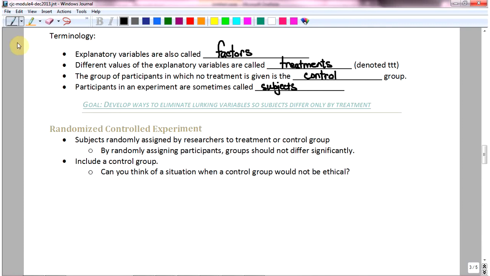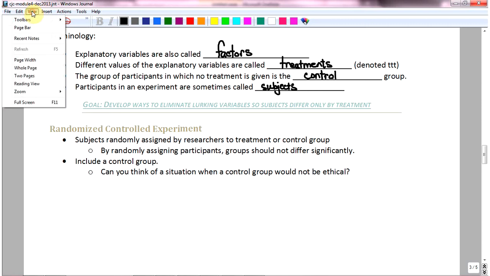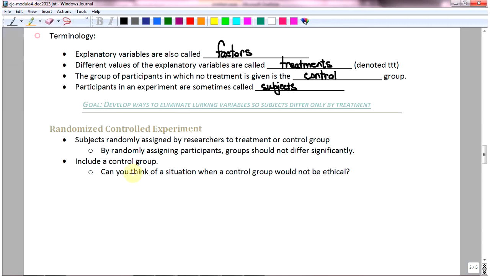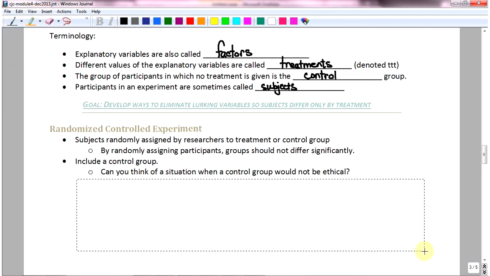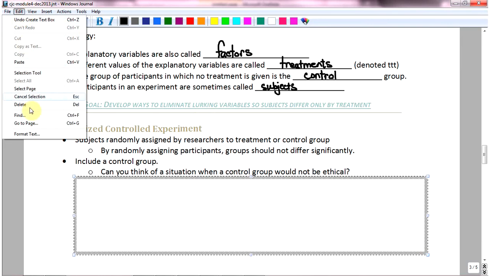So although ideally this sounds good, there are some instances where having a control group may be unethical. So can you think of a way or a study in which a control group may not be ethical?